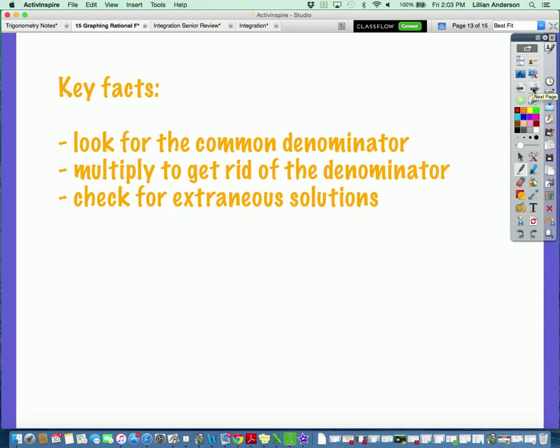The key facts. When you are trying to solve rational functions, you need to make sure that you have a common denominator if necessary, and then try to get rid of that denominator. So you're going to end up multiplying. Lastly, once you do solve for x, you always want to check for extraneous solutions. There's no point in doing all that work, and then there's actually one that doesn't work. So always check for it.